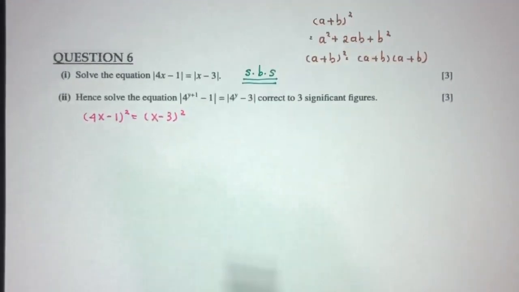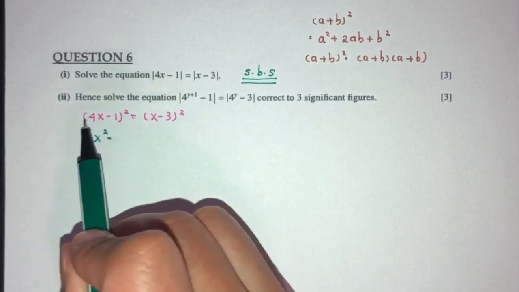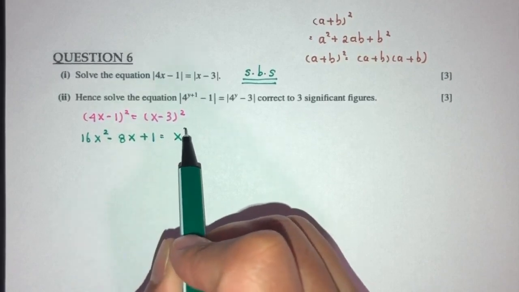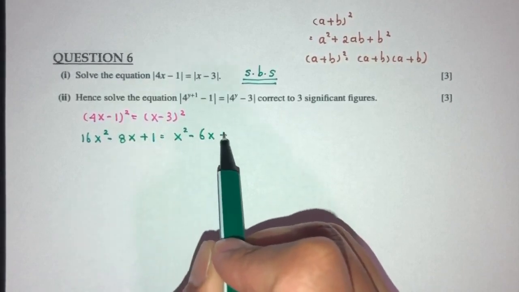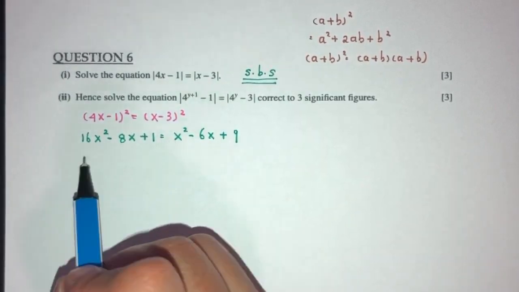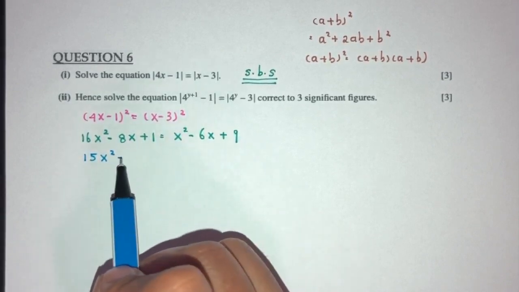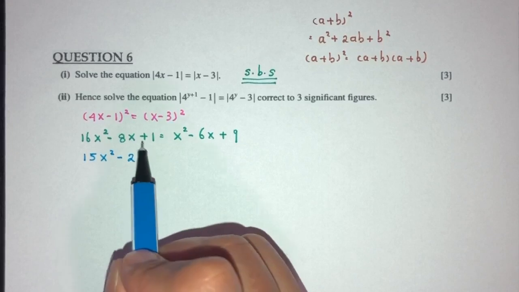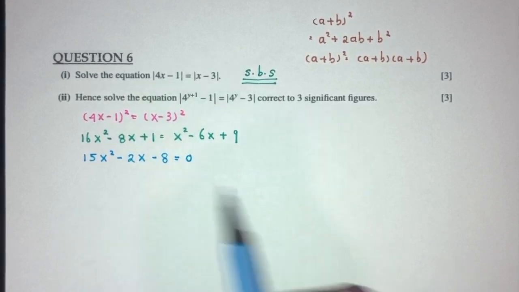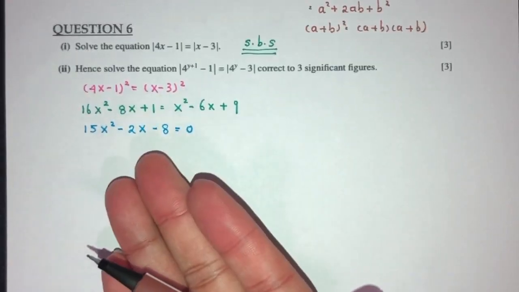So in this case, you will have what? You will have 16 x squared minus 8x plus 1 is equal to x squared minus 6x plus 9. Send everything to one side, you will have 16 minus 1 should be 15 x squared minus, send this over here, become minus 2 plus 1, send this over here, become minus 8. Alright, so 1 minus 9 will be minus 8. Now, as you can see, this one is a quadratic equation.